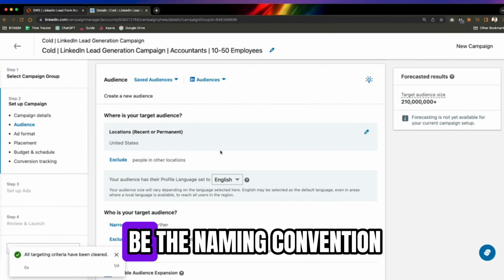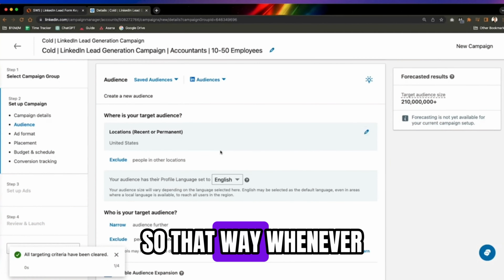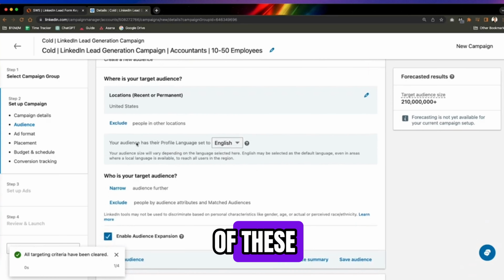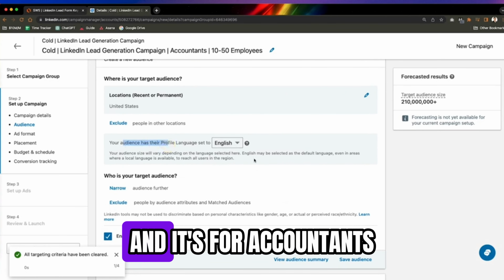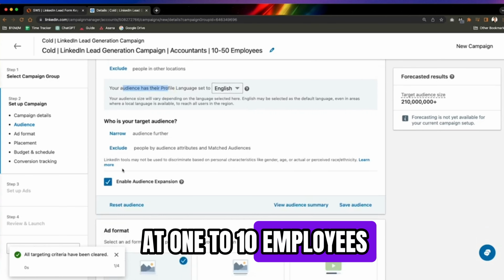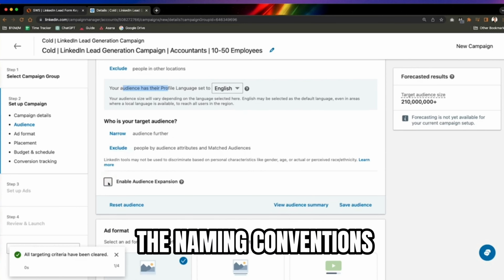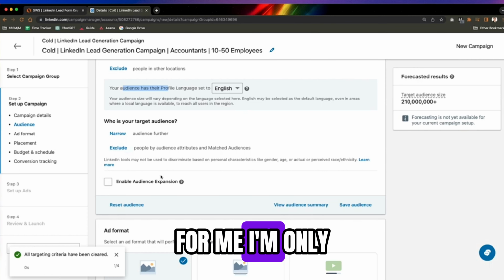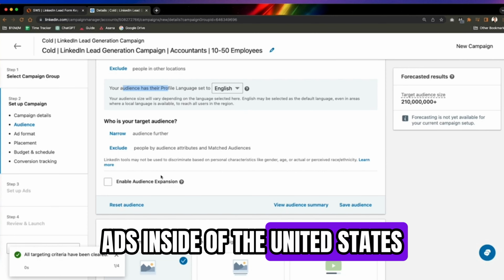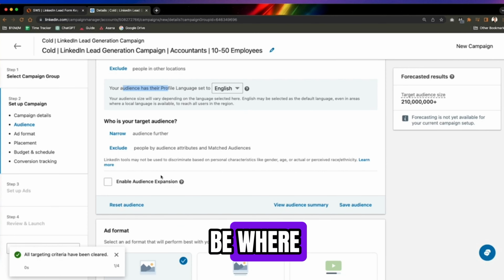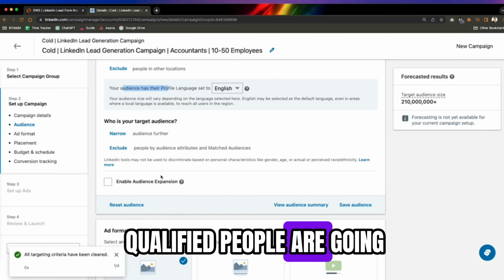So that's going to be the naming convention. So that way, whenever I'm looking at multiple of these, let's say I eventually run an ad and it's for accountants at 1 to 10 employees, I can very easily see the difference in those campaigns just by looking at the naming conventions. For me, I'm only going to be running ads inside of the United States because that's going to be where very likely the most qualified people are going to be.